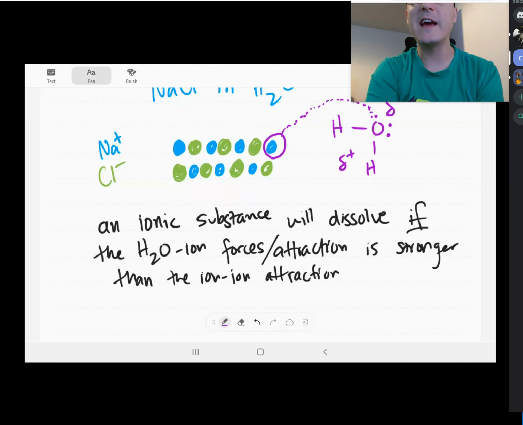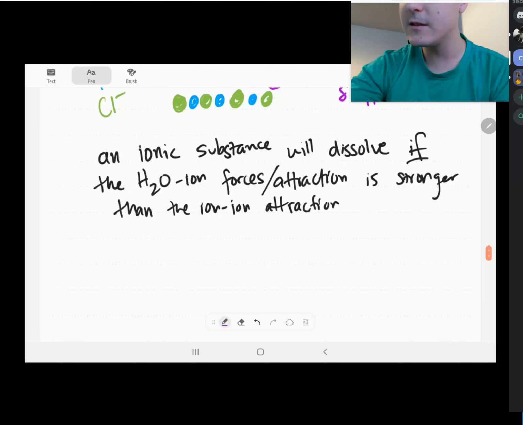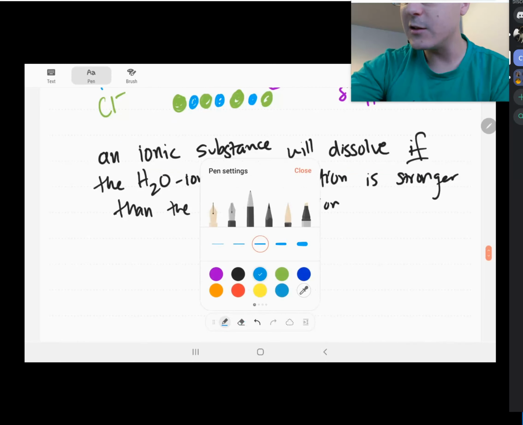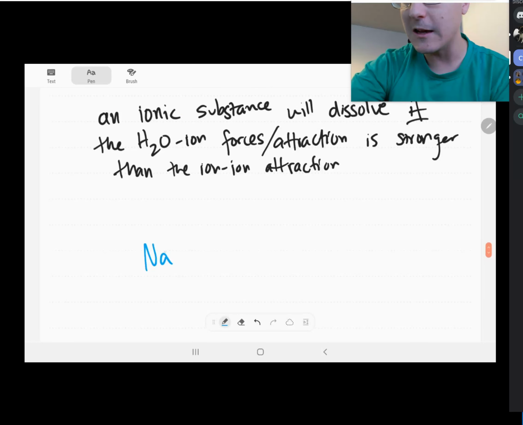In order for that to happen, that has to be a pretty strong force because we have solid negative, positive kind of thing going on. And so we need to have that water be strong enough to pull off a sodium ion. And indeed, what happens is, let's see, sodium was blue, yeah? Okay.